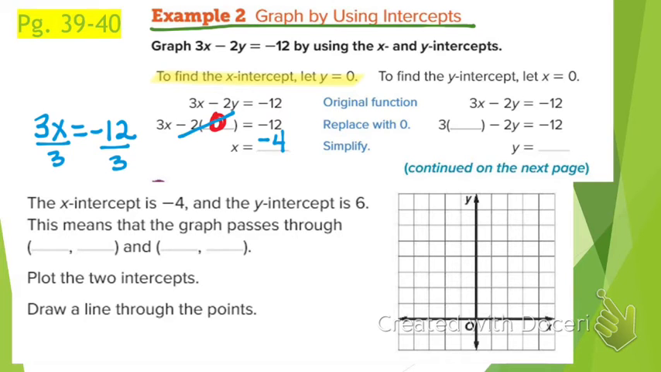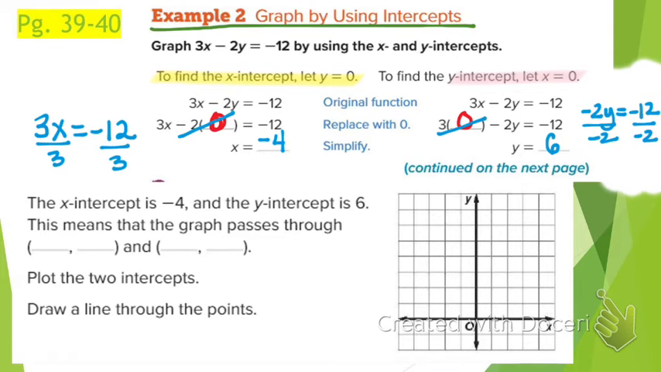And now let's find our y-intercept, which, to find our y-intercept, we let x equal 0. So using this equation, 3x minus 2y equals negative 12, let's put our 0 here, which is going to cancel that out. And then you're going to have negative 2y equals negative 12. Divide both sides by negative 2. So your y is equal to 6. Okay. So now let's go to page 40.